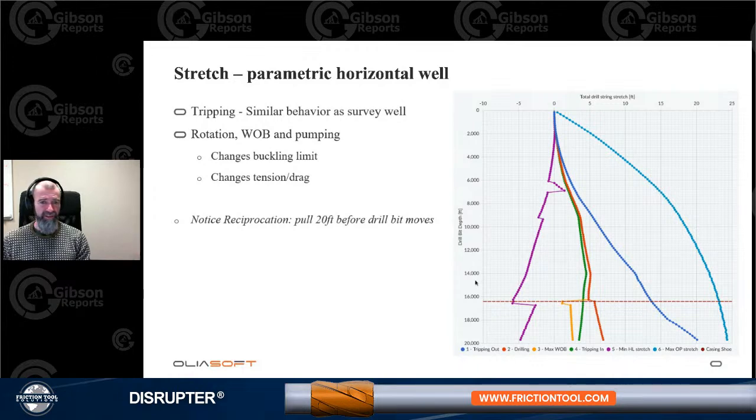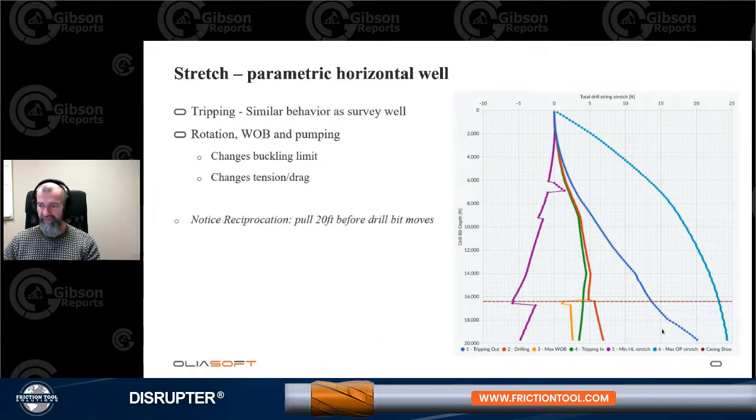So let's take a look at the stretch of our parametric well. The previous well is sort of vertical, though it builds out to about 30 degrees, if I remember correctly. And this one, the parametric one, goes out to much more lateral, out to 80 degrees. Also, I think it's slightly longer, but not that much. They're similar in length.